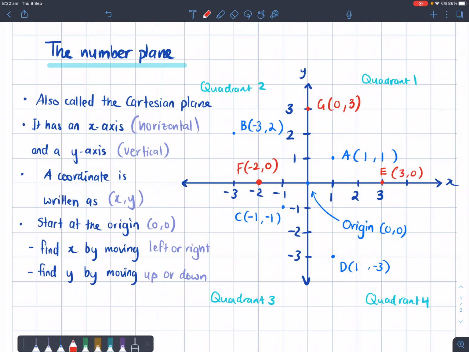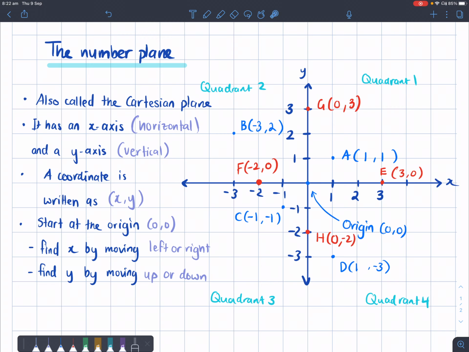Now have a look at the opposite end of the y-axis. Let's just say H is here. What coordinates would H have? From the origin, you don't move left or right, but you just move down by 2. So if you don't move from left to right, you write 0, and the y value is -2.